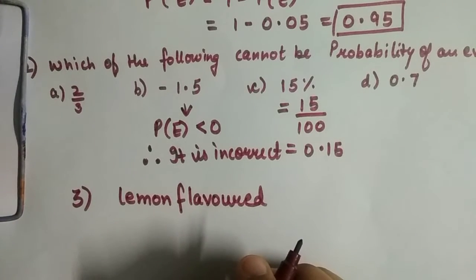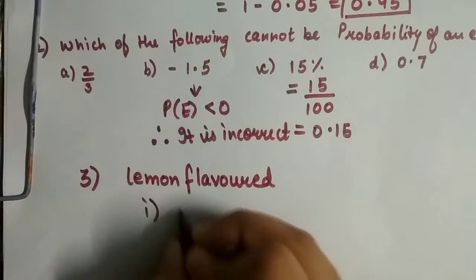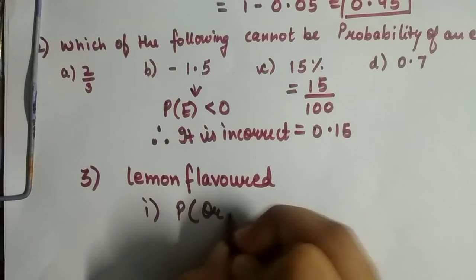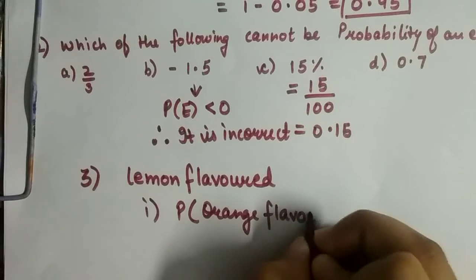Malini takes out one candy without looking into the bag. What is the probability that she takes out an orange flavored candy? We have to find the probability of Malini taking out an orange flavored candy.